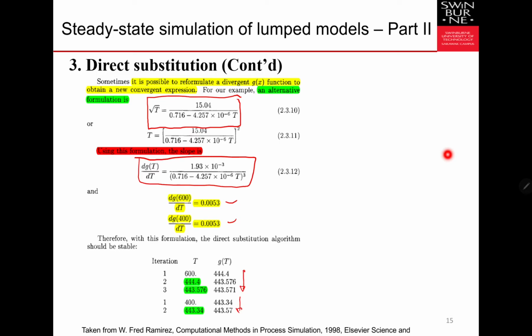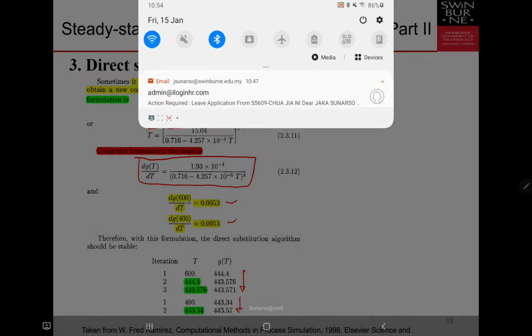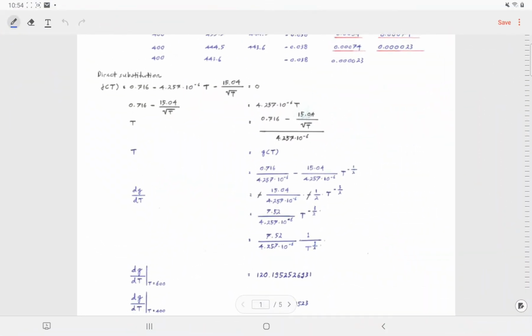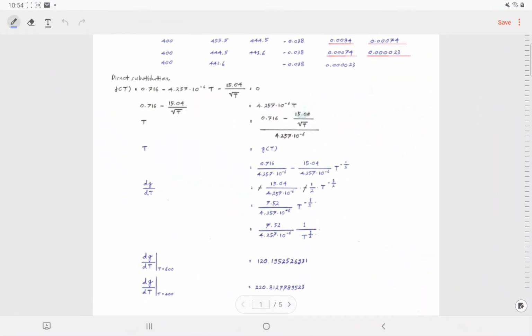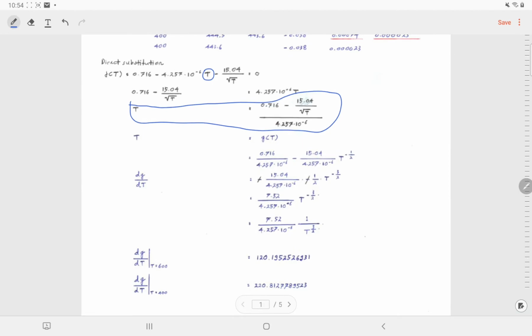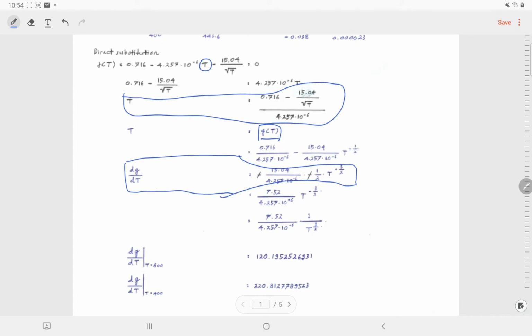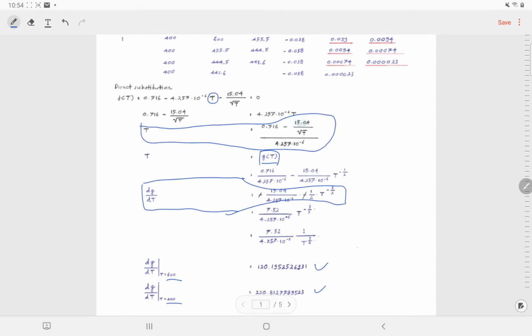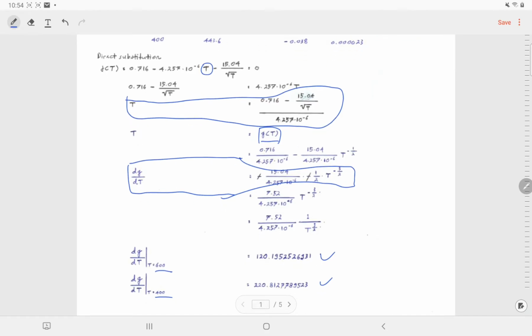I showed this in more detail in my additional materials notes. So as you can see in here, with direct substitution it's possible for you to use the T from this 4.257. Okay, and then you make it such that the T will be equal to this. But then again, when you calculate the derivative of this g, the g on the right hand side, with respect to T, you will notice that when you take this at the initial guess value, this will be 120 and 220. So you know that it's higher than 1. As a result, it will not converge.